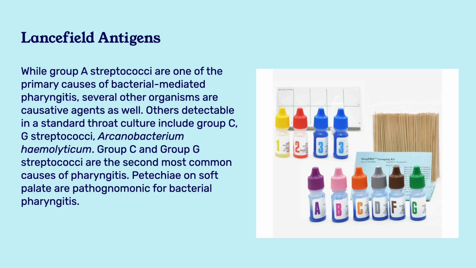Although Streptococcus pyogenes, also known as Group A streptococci, are one of the primary causes of bacterial-mediated pharyngitis, several other organisms are causative agents as well. Others detectable in a standard throat culture would include Group C and G streptococci as well as Archaeobacterium hemolyticum. Group C and G streptococci are the second most common causes of pharyngitis. The presence of petechiae on the soft palate are pathognomonic for bacterial pharyngitis.